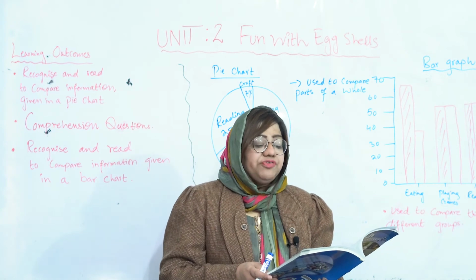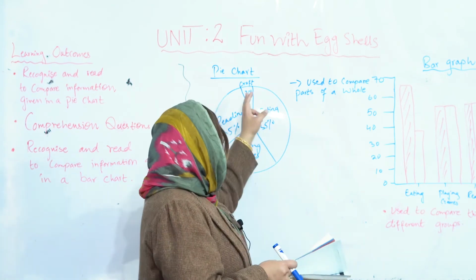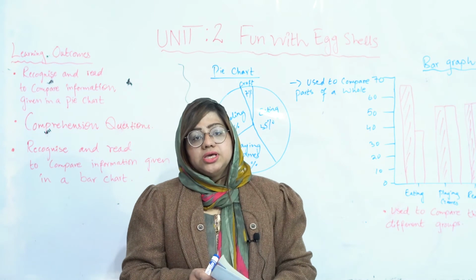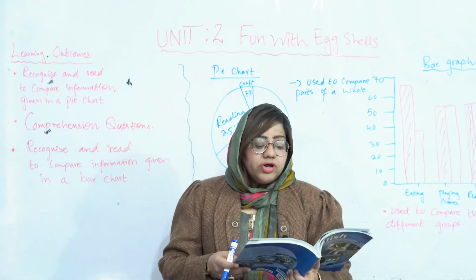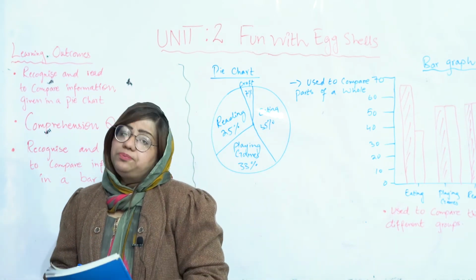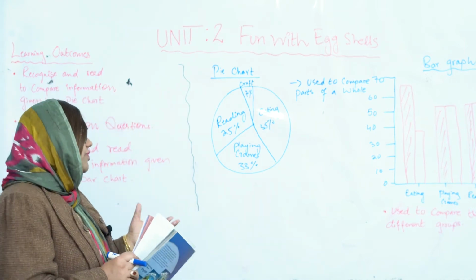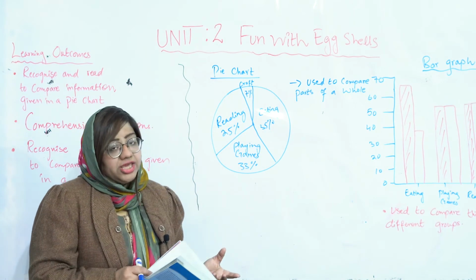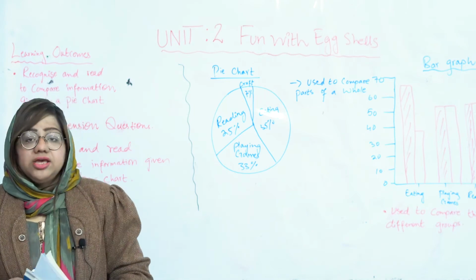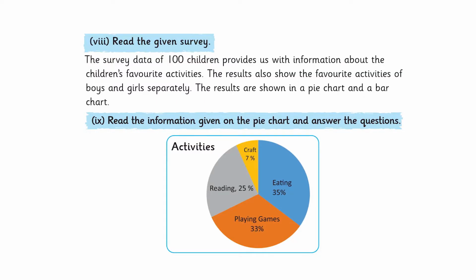Now, which is the least favorite activity? You know that 7%. The least favorite activity is craft. Now move on, which activity is your favorite? Now it's up to you. Which one do you like as the favorite activity? Either playing games, reading, crafting, or eating. So you may have to answer according to your choice.